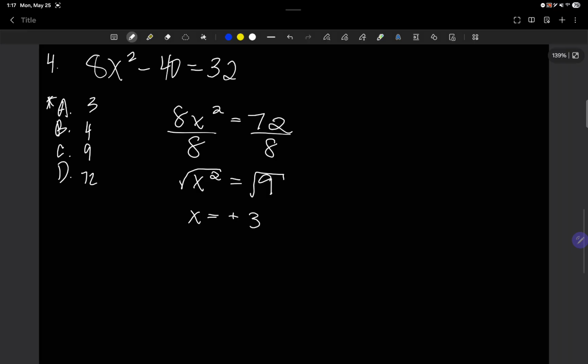I wonder how many people would have divided by 8 first. You can, because they're all divisible by 8, right? So that should work. You'd have x squared minus 5 equals 4. Then add 5, and you're back at that same point. Exactly.